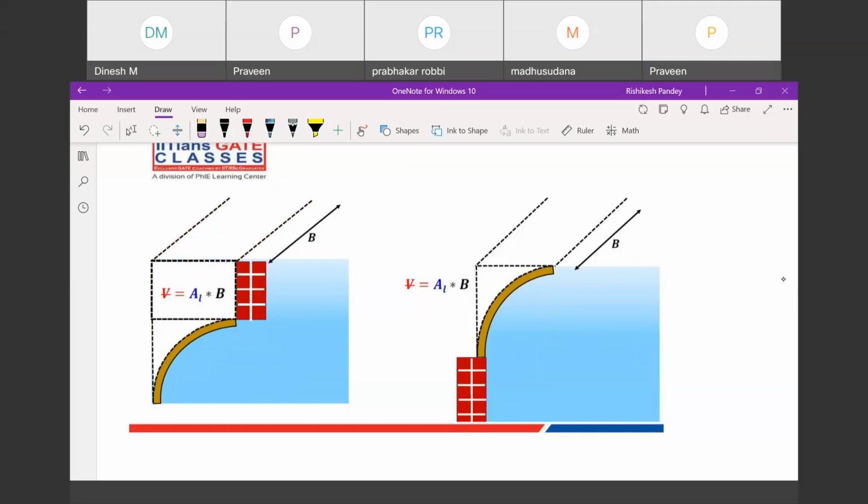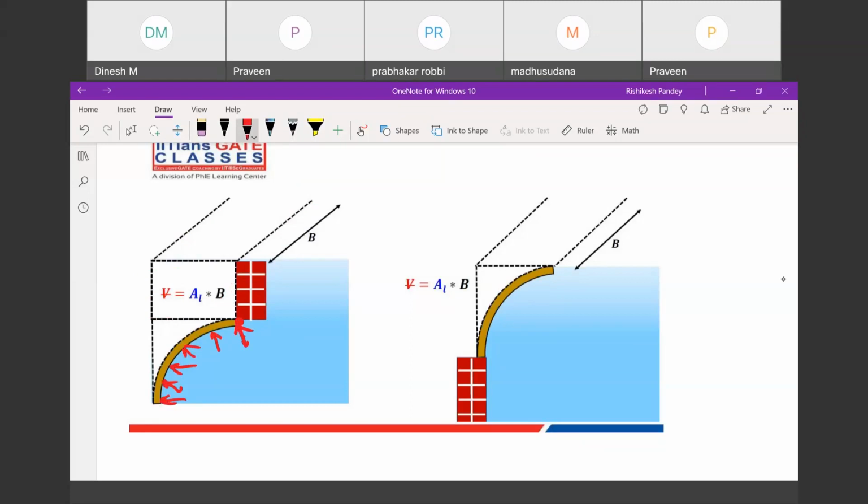And just quickly I will explain this part. I will not go into the derivation part, but quickly I will explain how logical it is to calculate this force, vertical force. You see here, it is having a pressure like this at this point, and then it is changing the direction like this.